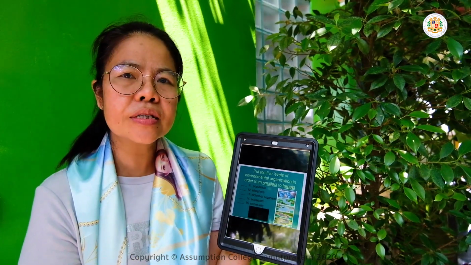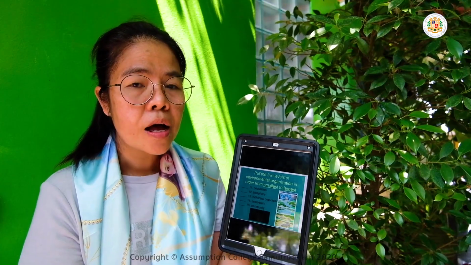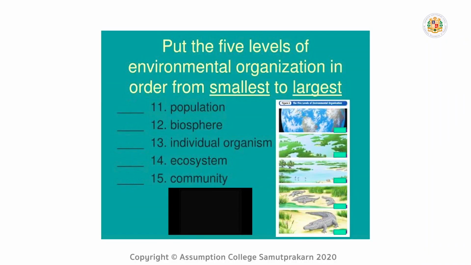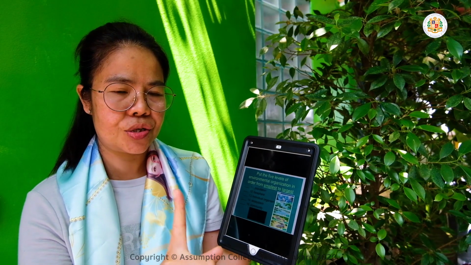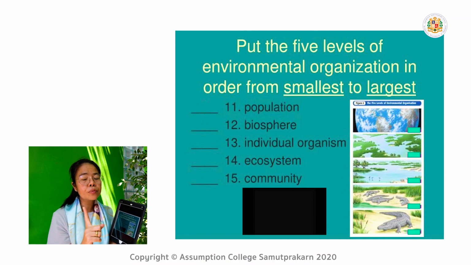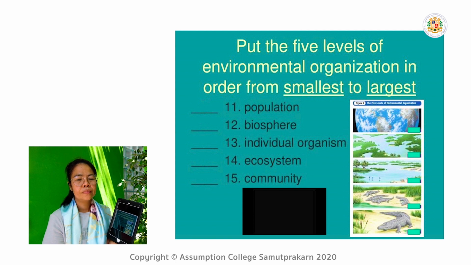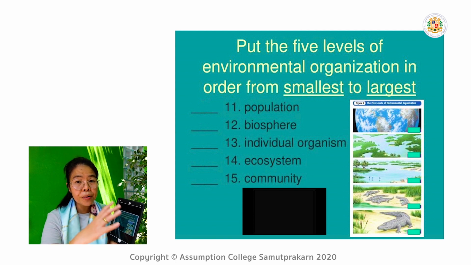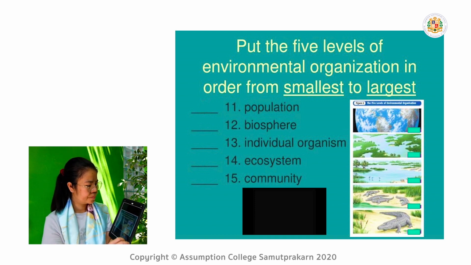So right now, it's time to challenge yourself. Please put the numbers 1 to 5 on the levels of environmental organization in order from smallest to largest. If smallest, you have to put number 1. Okay. If the biggest, you put number 5. Okay.